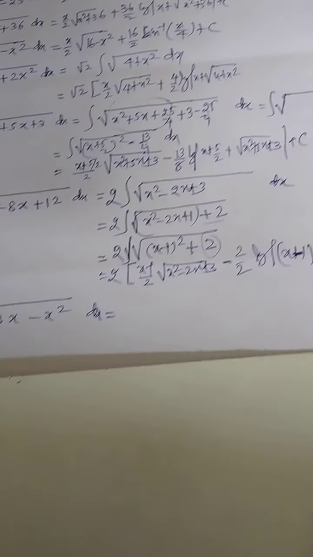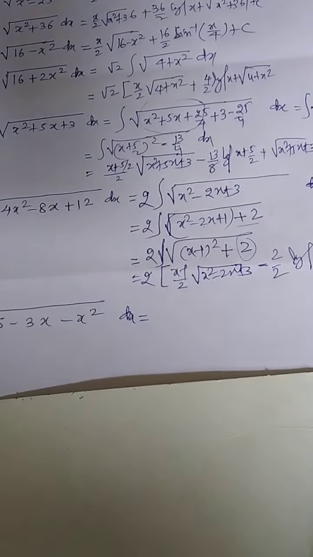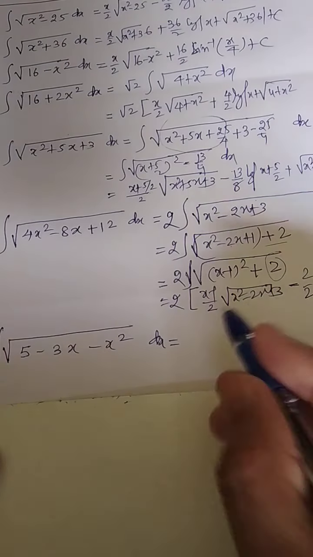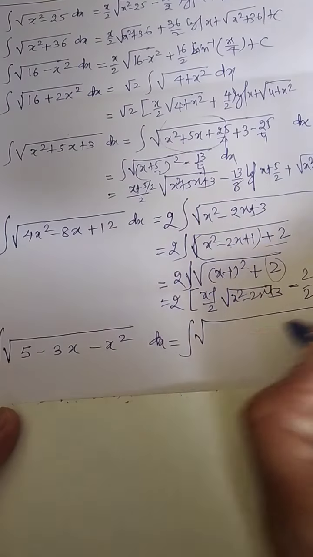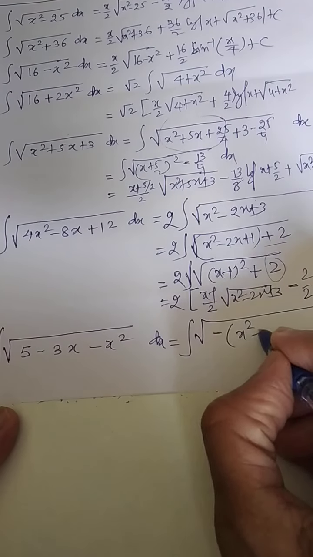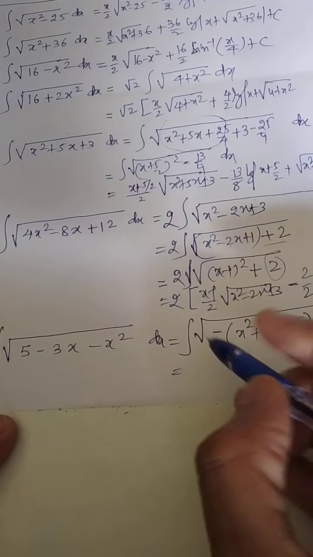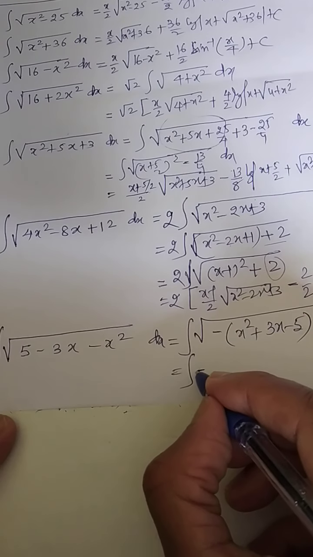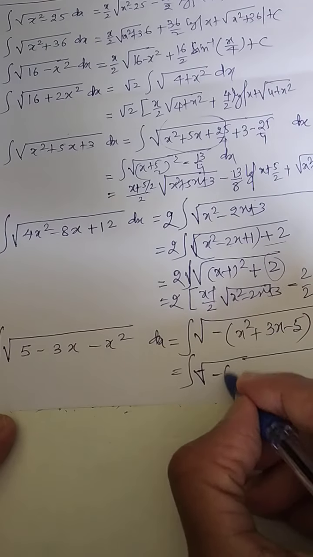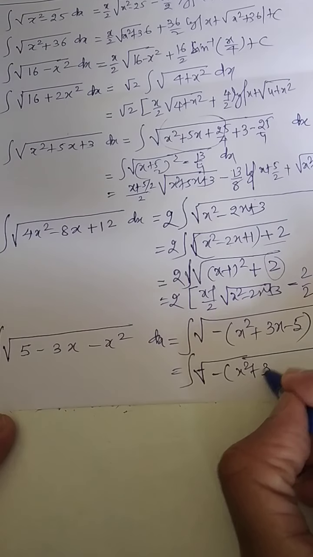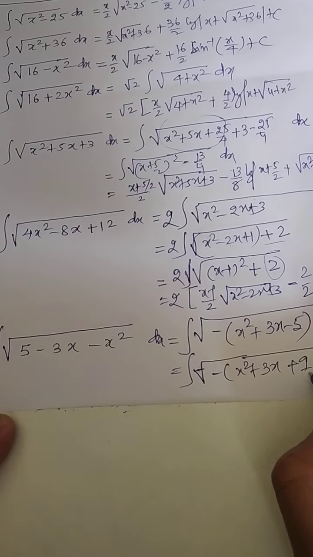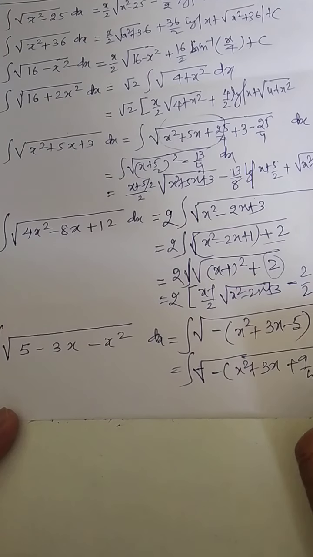Now if this is the question, then what to do? x square is negative. Remember, always in the root you have to make the arrangement: x square plus 3x minus 5. Now minus in the root: x square plus 3x, 3 by 2, 9 by 4, minus 9 by 4 minus 5.